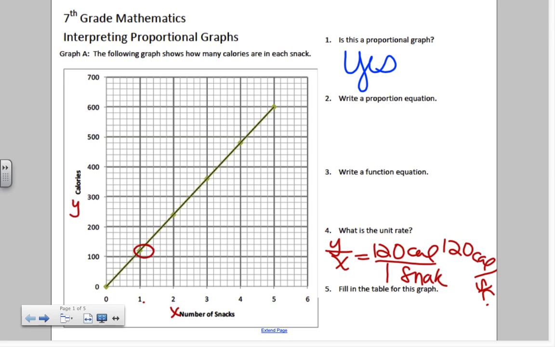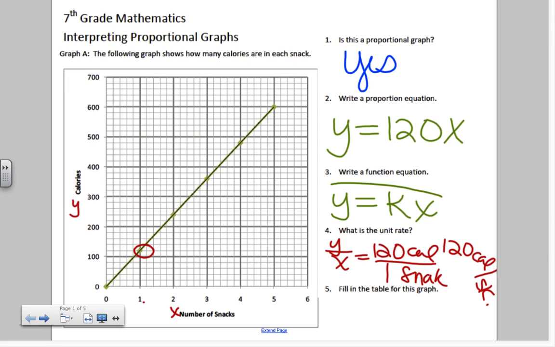This is why we're reviewing this. Y equals something x. Yeah, what's our something? Our something has to be what? 120. There you go. All right, now, our proportional equation, all right, is this right here. What is 120 replacing? What variable?